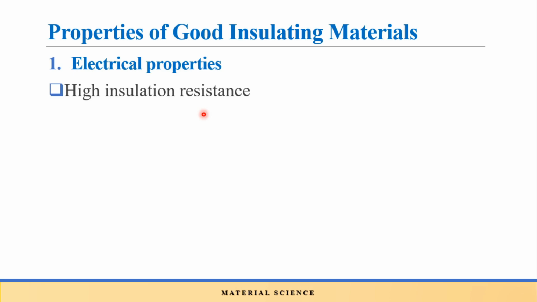As there is an increase in length, insulation resistance may go on decreasing. So it is inversely proportional to the length of that cable. This is the first property of a good insulating material when I am talking about the electrical properties of an insulating material. So the insulation resistance should be high.